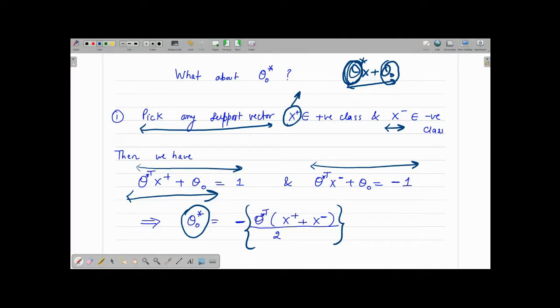That is, we got theta star, and we now also have theta 0 star with us. Once we have these two, you already know the equation of the hyperplane, because the optimal values of theta star and theta 0 star are known to us now. So from these equations we can get that.